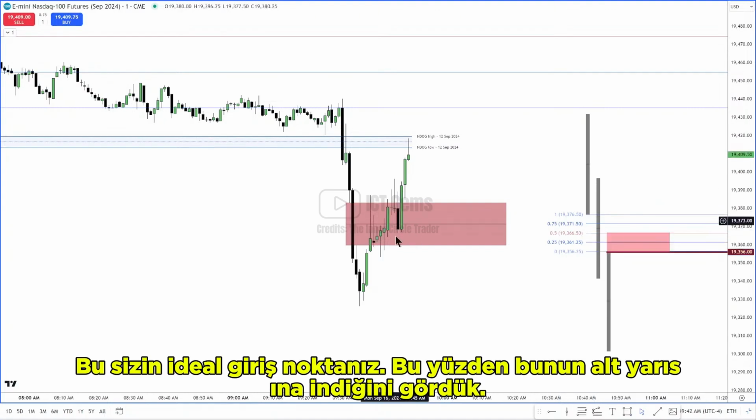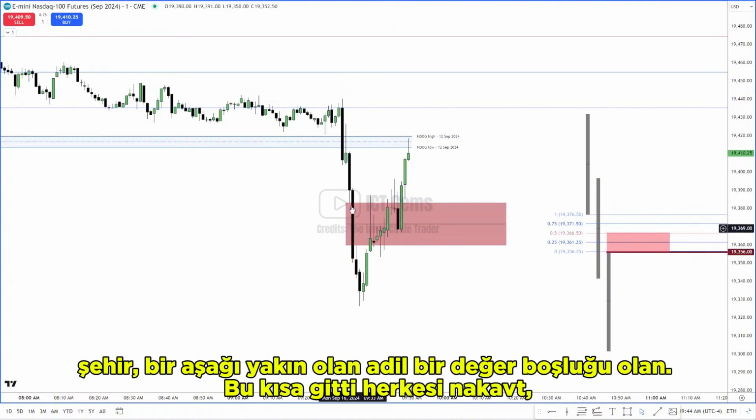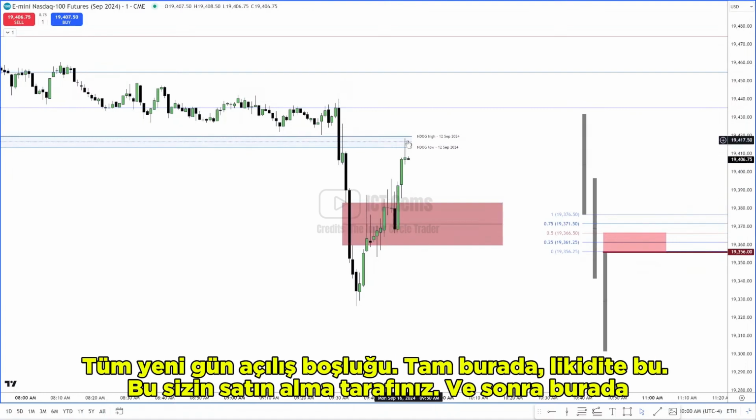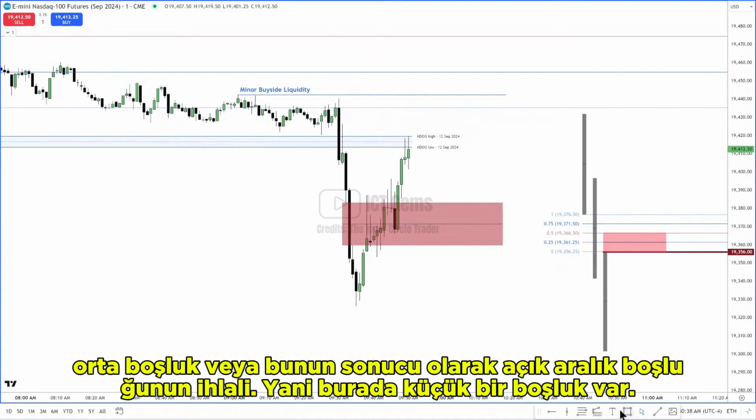So we've seen it go down into the lower half of this SIBI, which is a fair value gap that has a down close. It knocked out anyone that went short, traded down once more to the consequent encroachment, a mohawk, and trading up into that new day opening gap. Right here, the liquidity is this. That's your buy side. And then up here is mid gap, or consequent encroachment, of the opening range gap.